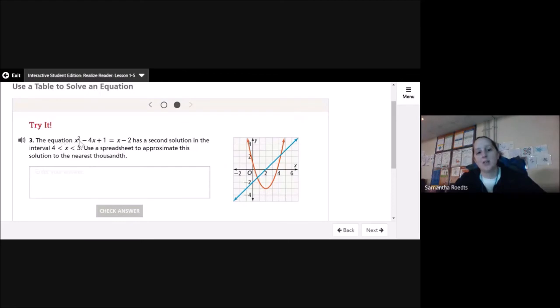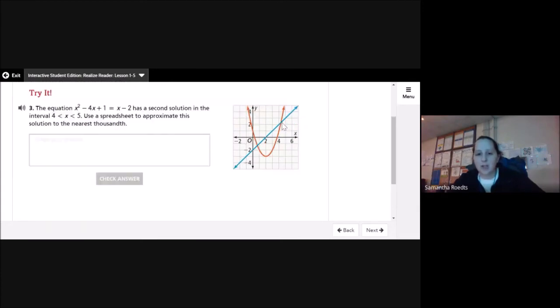The equation x squared minus 4x plus 1 equals x minus 2 has a second solution in the interval between 4 and 5. Use a spreadsheet to approximate this solution to thousandths. Okay, so here's the approximation. It looks like it's going to be less than 4.5 because it's not quite halfway there. So it's probably around the 4.2, 4.3 mark.